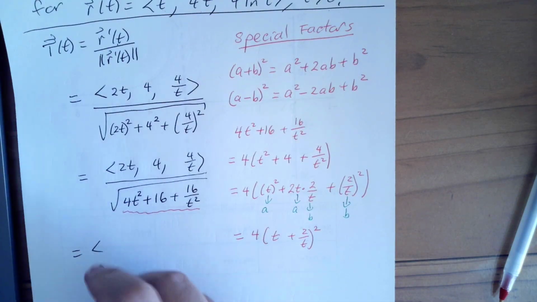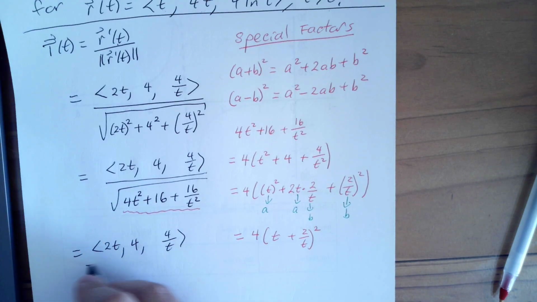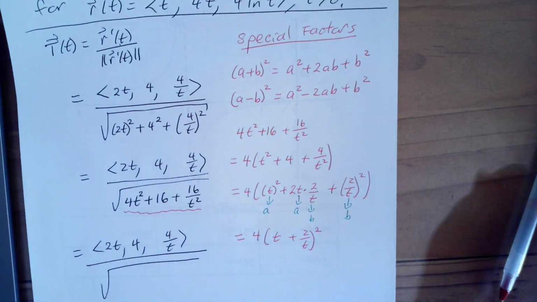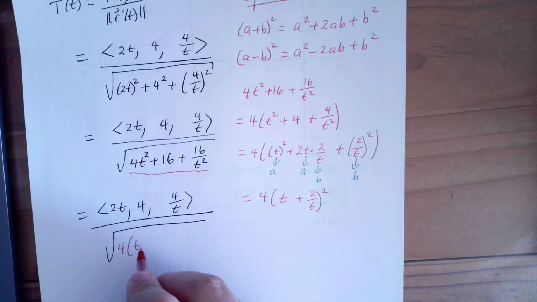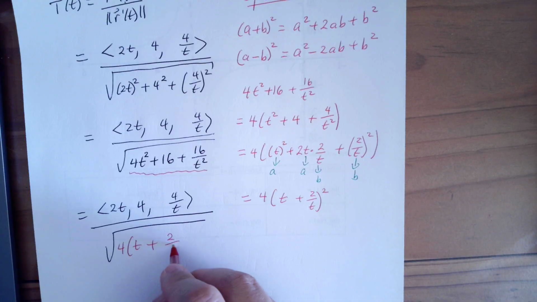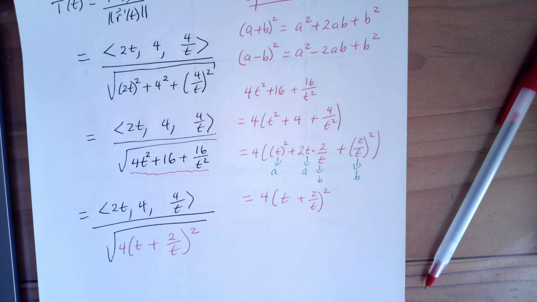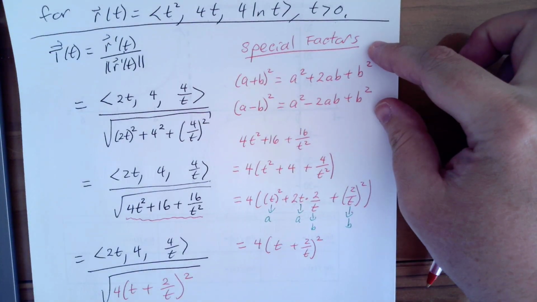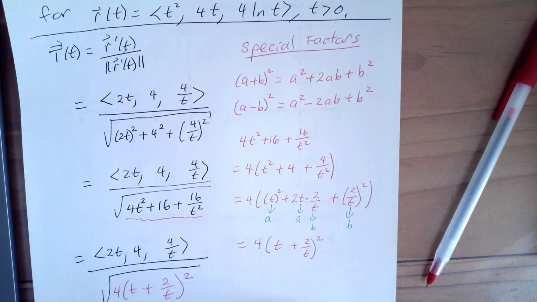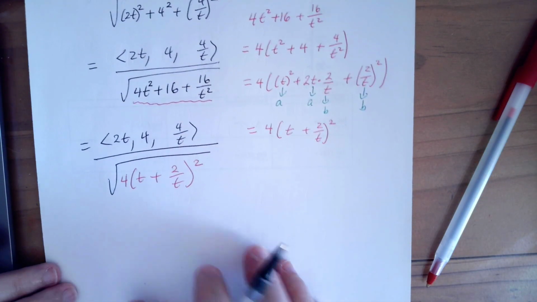So I'm going to rewrite this here. The numerator stays the same, 2t, 4 over t. And I'll rewrite this as being square root, put this in colors so you all see this, 4 into t plus 2 over t, that quantity squared. So hopefully that breakdown makes sense. Hopefully you recall these special factors from algebra and everything makes sense. Okay, now we continue on with simplifying.